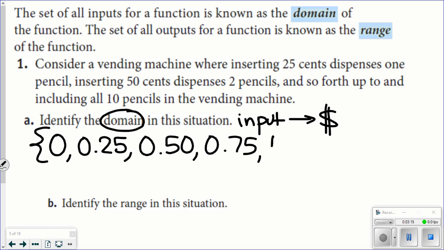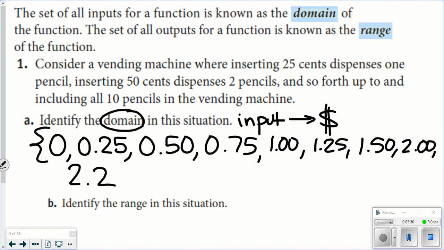So we can put in $1, $1.25, $1.50, $2. So if we put in $2, how many pencils are we going to get? We're going to get 8, so there's still 2 more pencils in there. So we can put $2.25 and $2.50, and then I need to end this set, this domain, with a fancy bracket.